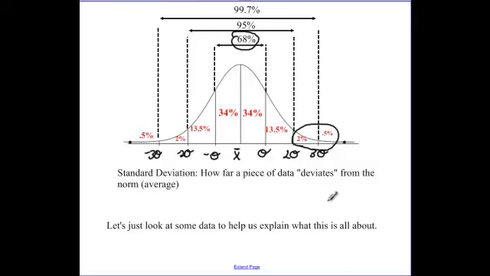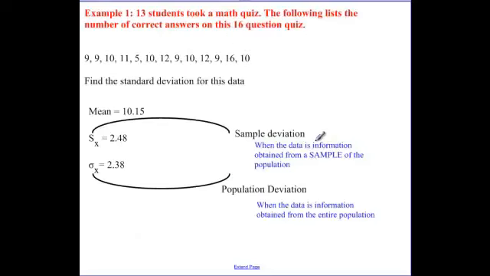All right, so again, pause and make sure you get all these percentages written down. All right, so let's look at this. Take out your calculator and enter this list of numbers in your stat mode. These are 13 students who took a math quiz, and it was a 16-question quiz, and each number here represents how many questions each student got right.